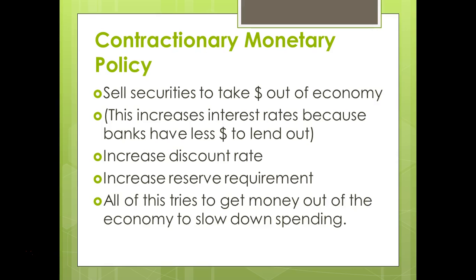All of this tries to get money out of the economy to slow down spending. If it's harder to get loans, and people are more interested in saving their money because they get more interest, then people are going to save their money, not spend it, and people aren't going to take out loans to spend either. And that slows down the economy. It also slows down inflation because if there's less money in the economy, then prices will start falling.